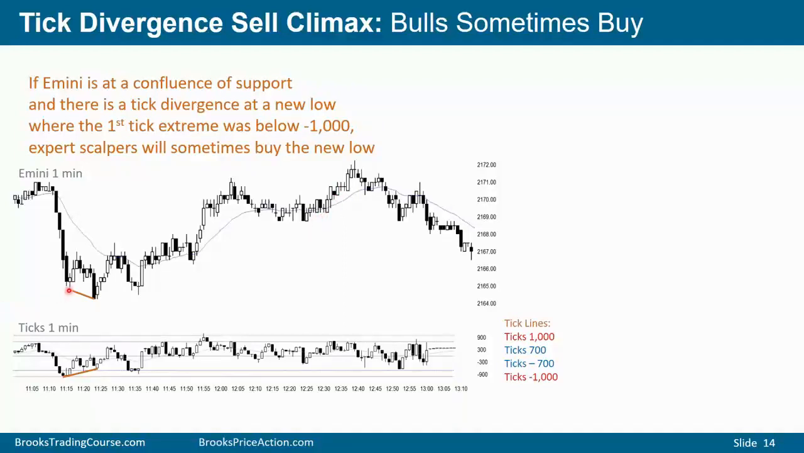When that happens, bulls will start buying at prior lows in price, expecting that the tick divergence will lead to at least a bounce and possibly a resumption of the bull trend on the higher time frame chart.